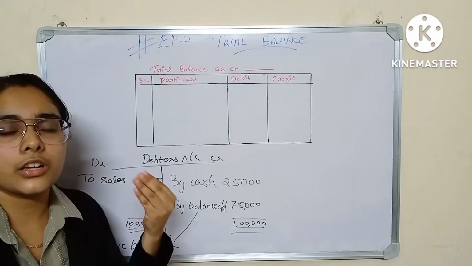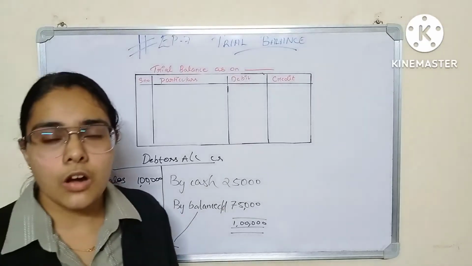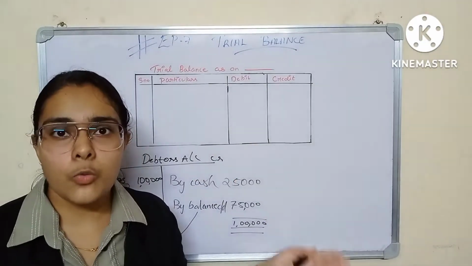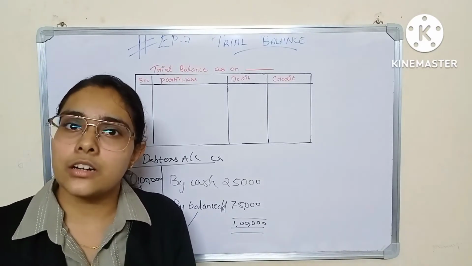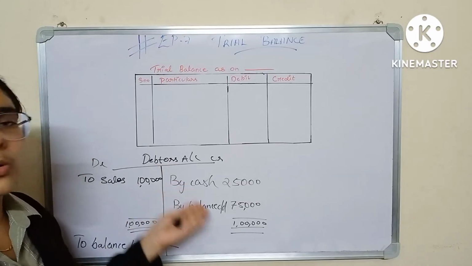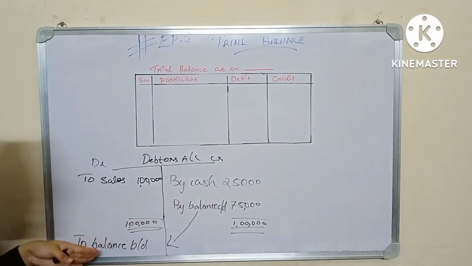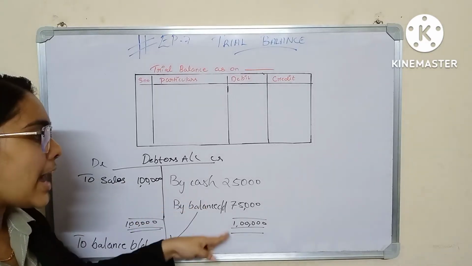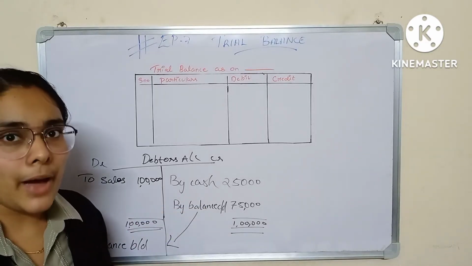So see, this is the same in the case of closing stock. Previous year's closing stock will be the opening stock of next year. Simple as that. Okay, here also the last year's closing balance will be the opening balance of this year. Okay, so that is your balance brought down. Balance brought down means it's the opening balance, and balance carried down means it is the closing balance.